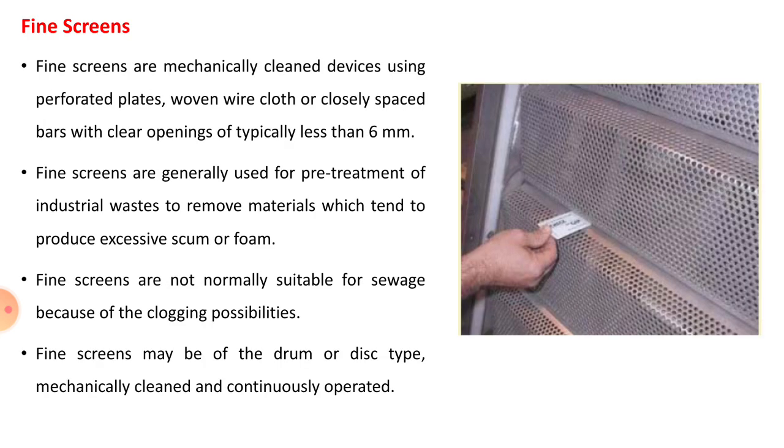Second one is the fine screen. Fine screens are mechanically cleaned devices using perforated plates, woven wire cloth or closely spaced bars with clear openings of typically less than 6 mm size. Fine screens are generally used for pre-treatment of industrial waste to remove material which tends to produce excessive scum or foam. Fine screens are not normally suitable for sewage because of the clogging possibilities. Fine screens may be of the drum or the disc type, mechanically cleaned and continuously operated.